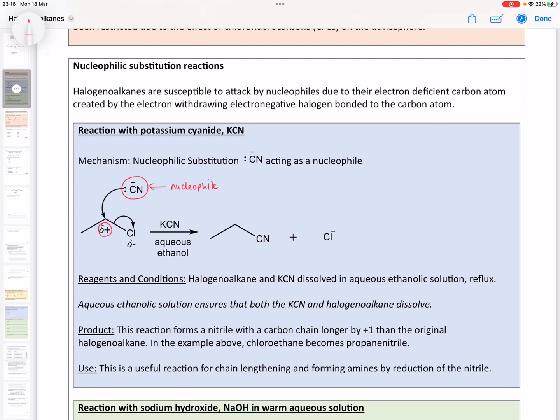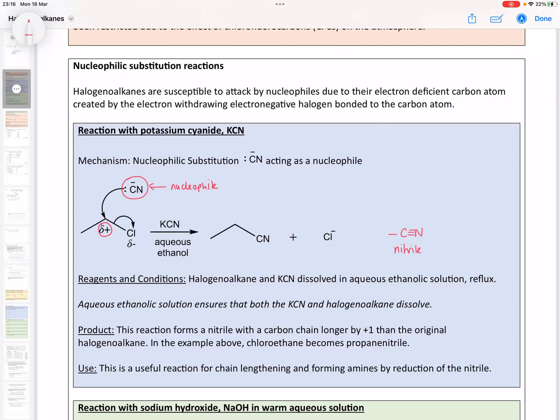Conditions for this reaction are the required halogenoalkane and potassium cyanide, which is a salt, dissolved in aqueous ethanolic solution. The little bit of ethanol helps the organic substance, the halogenoalkane, to dissolve into solution with the salt, potassium cyanide, which is soluble in water. The product of this is called a nitrile. So that's something containing the C triple bond N functional group.